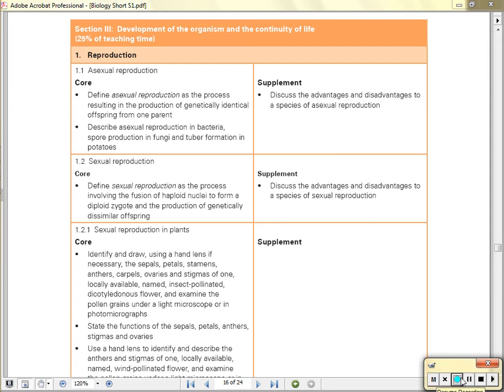Okay, this is biology section 3. We're going to go from the very beginning to the very end. So the first point in the syllabus is a definition.